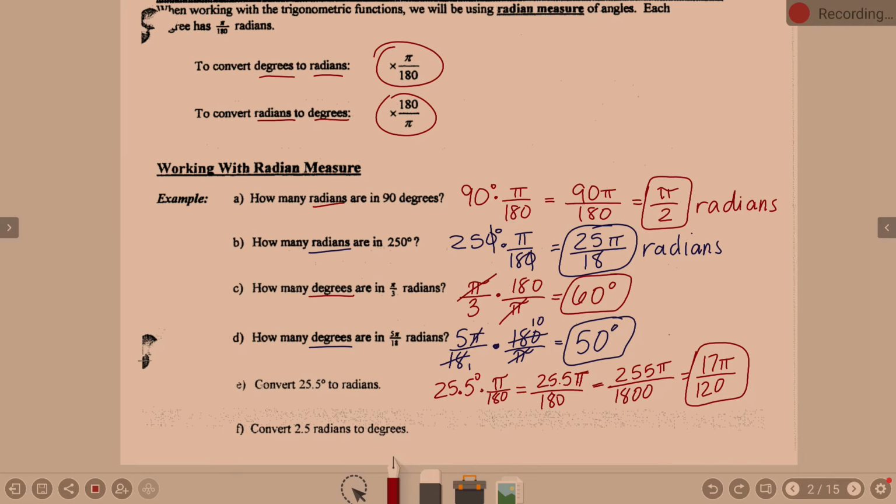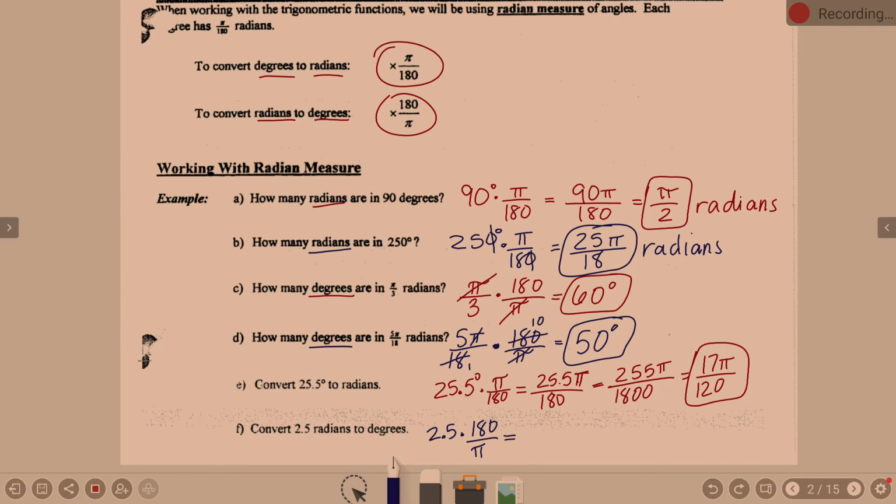Okay, and one more on this side. Converting 2.5 radians to degrees. How do I convert to degrees? Which one are we multiplying by? 180 over pi. Unusual about this one is there's no pi to cancel. So it kind of depends on the scenario as to how we leave it.